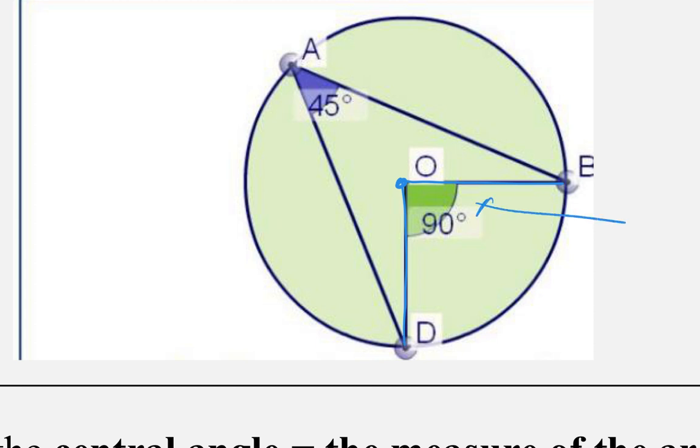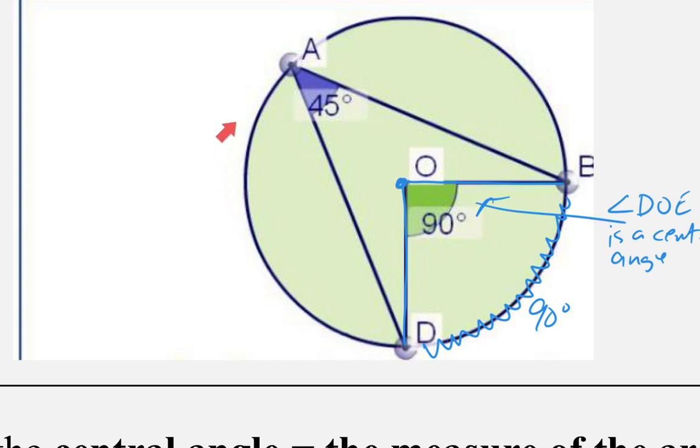So angle DOE, right? DOE is a central angle, right? So if they're equal, if this is 90 degrees, then this much of this arc should be how much? That should be 90 degrees as well. And think about it. If all the way around is 360 degrees, right? And that's a quarter of it, or a fourth of it, that means that's 90, that should be 90, that's 90, and that's 90, right? So this is a central angle because the vertex is at the center.